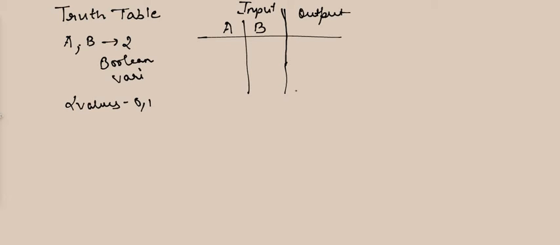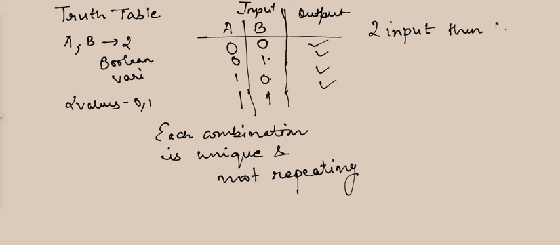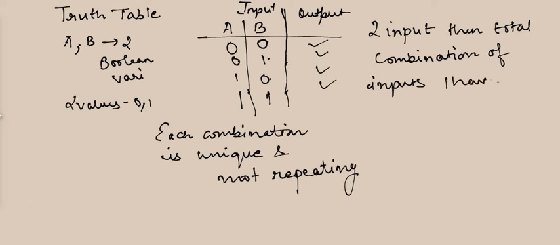So we have to write every possible combination of 0 and 1 here. So this is a trick. First 0, 1, 0, 1 I have written alternatively, and then 0, 0, 1, 1 I have written alternatively. As you can see, I have 4 combinations: 0 0, 0 1, 1 0, 1 1, and each combination is unique and not repeating. So now I can have output for each of the inputs. This is the truth table. Now if I have 2 inputs, then the total combinations of inputs I have is 4. You can also count 1, 2, 3, 4.